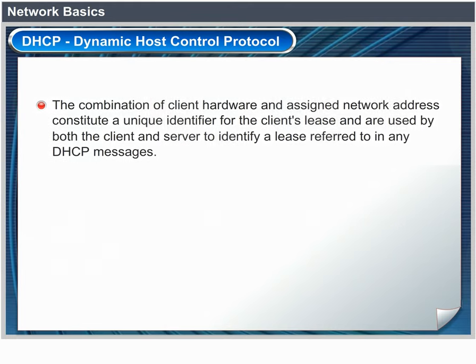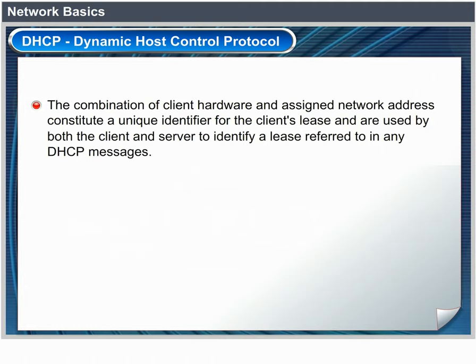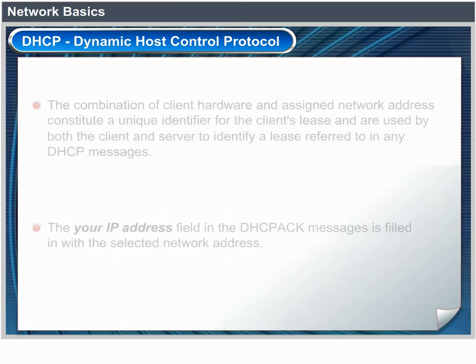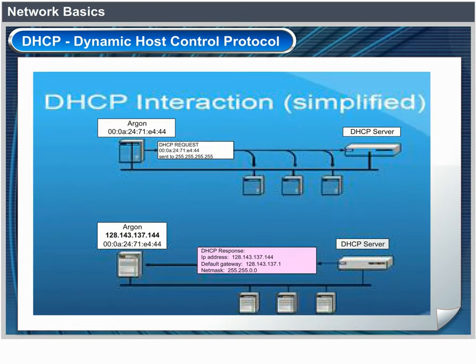The combination of client hardware and assigned network address constitute a unique identifier for the client's lease and are used by both the client and server to identify a lease referred to in any DHCP messages. The your IP address field in the DHCPACK messages is filled in with the selected network address. DHCP interaction simplified.